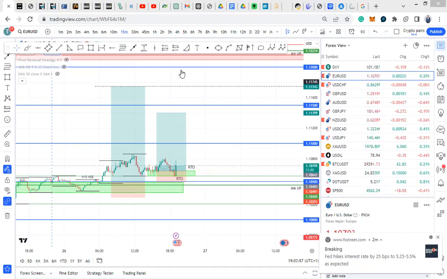Apply proper risk management. Set and forget.